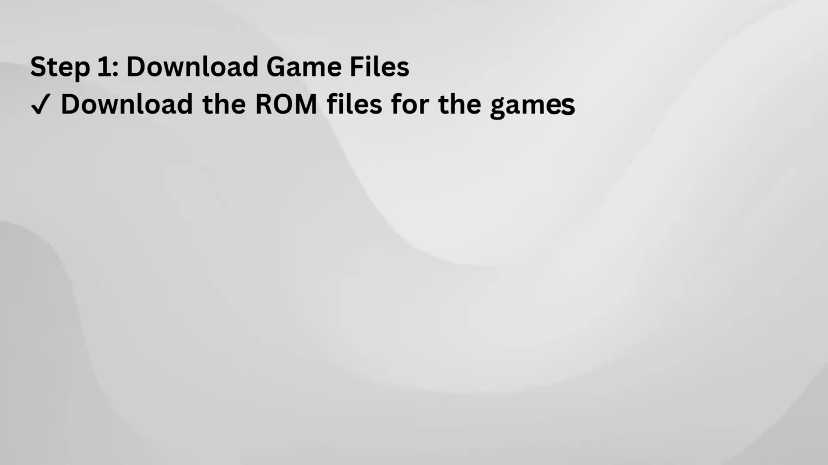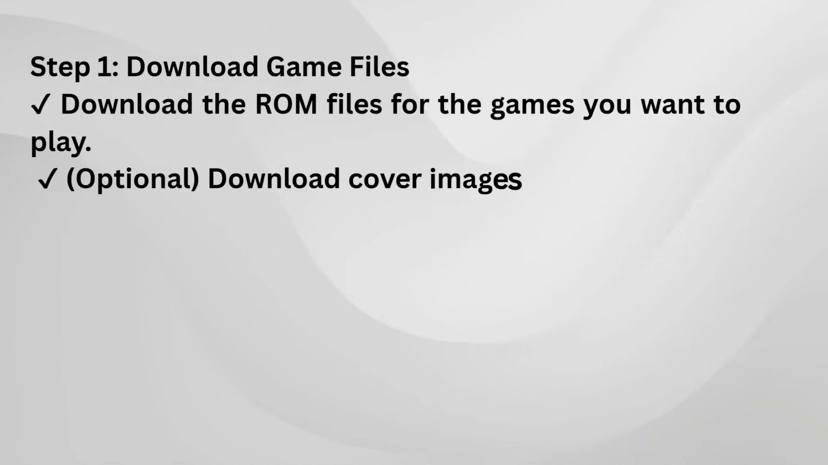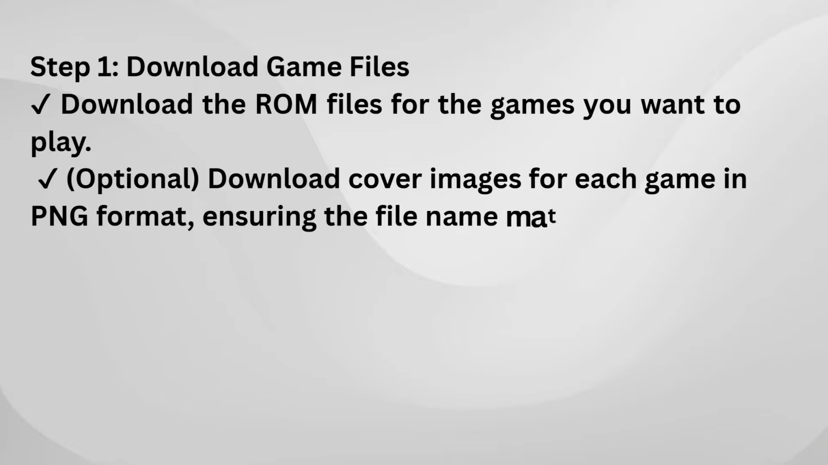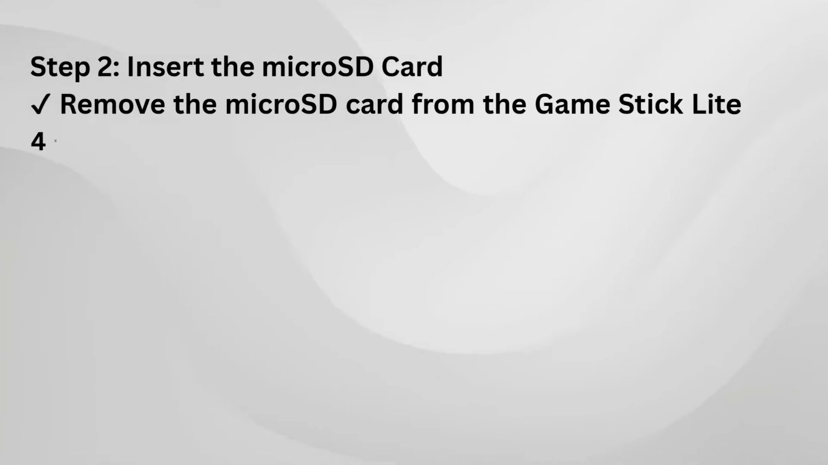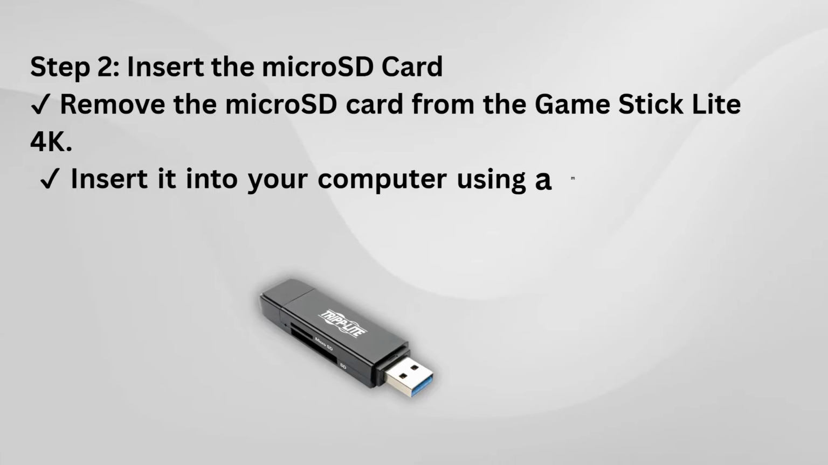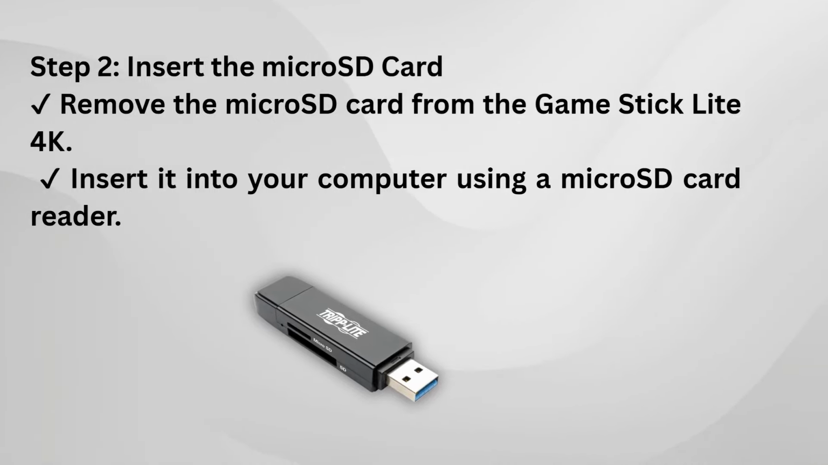First, download the ROM files of the games you want to add. If you want cover images, grab those too in PNG format and make sure they have the same name as the ROM file. Once that's done, take out the microSD card from your Game Stick Lite 4K and plug it into your computer using a card reader.